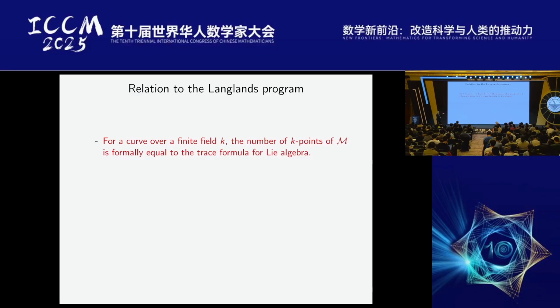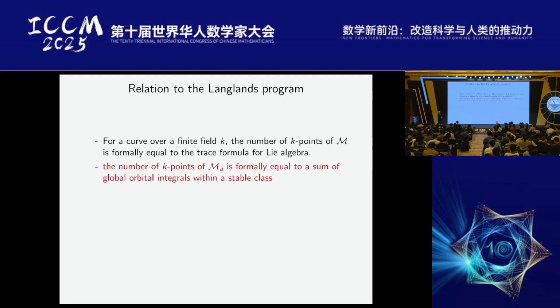When you write it down, you get a complicated expression that I'll show later, which is exactly what we call in automorphic forms the trace formula, I mean the geometric side of the trace formula for Lie algebras. Also, not just the whole moduli space of Higgs bundles, but the fibers of the Hitchin fibration can also be counted. The number of points can be counted, and this gives you the orbital integrals.